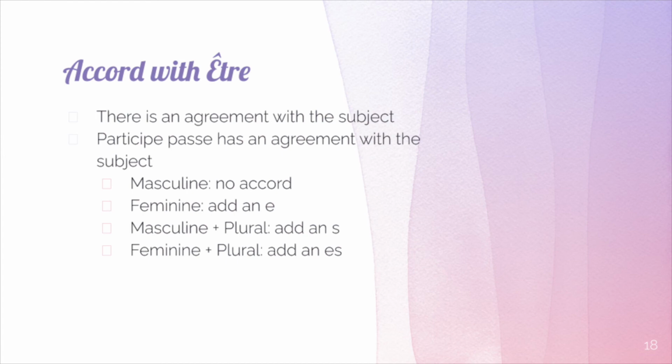If the subject is masculine, there is no accord. If it's feminine, we add an E at the end of the participe passé. If the subject is masculine and plural, we add an S at the end of the participe passé. And if the subject is feminine and plural, we add an ES at the end of the participe passé.